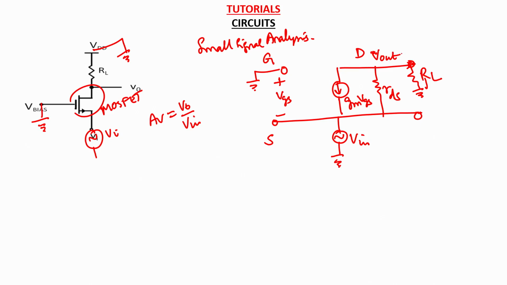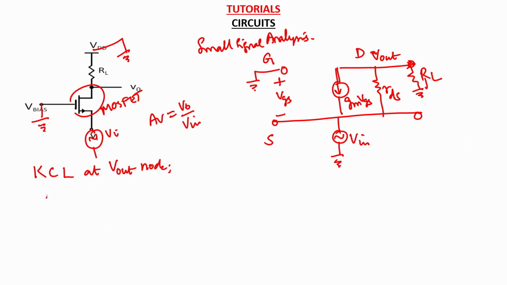So this is the small signal equivalent circuit for the whole amplifier circuit. Here, to derive the gain expression, you do a Kirchhoff's current law at the V out node, which is nothing but the drain node. You see that there are 3 branches here.